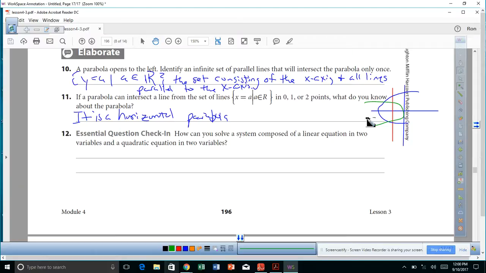okay? Which means it's horizontal. Essential question check-in. How can you solve a system composed of a linear equation in two variables and a quadratic equation in two variables? Quickly, either graphically or algebraically.